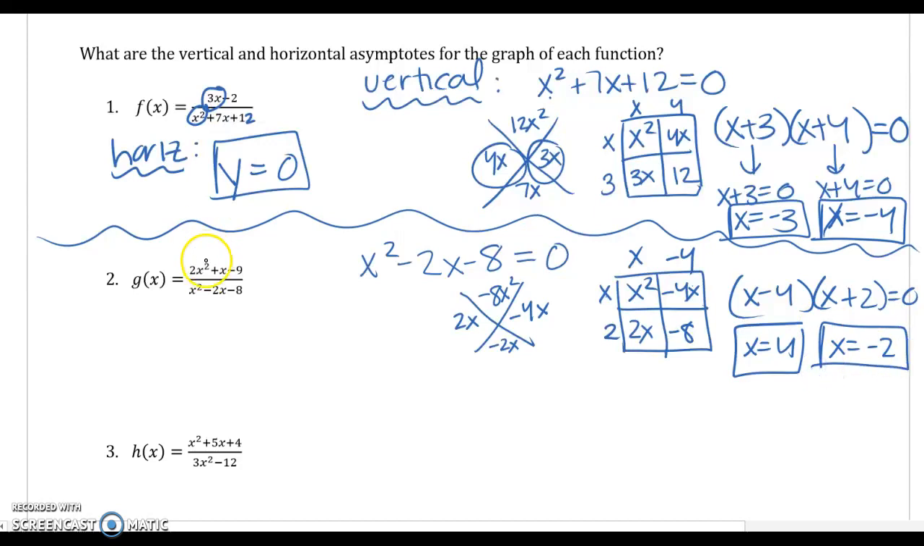For the horizontal, same degree on top and bottom. So we can just do 2 over 1. So our asymptote for horizontal will be y equals 2.